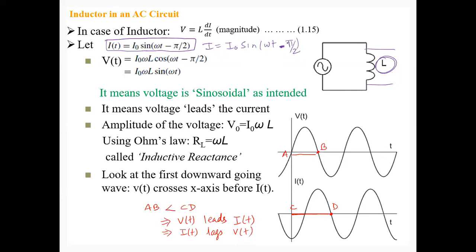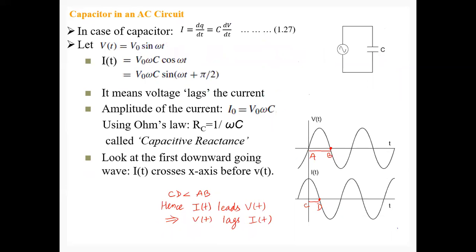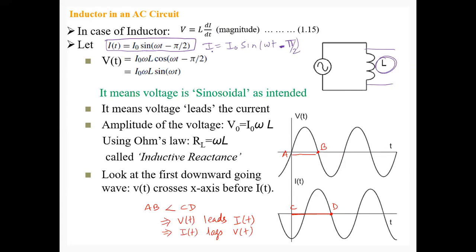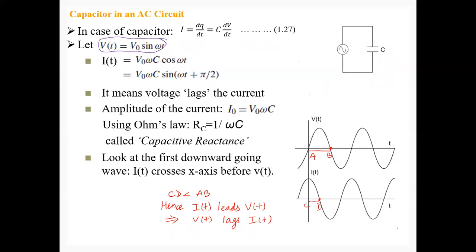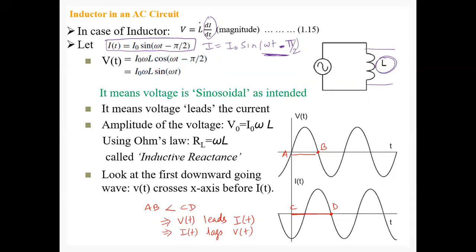In the previous case, remember in the case of the capacitor, I simply chose the voltage like this. Now I have chosen the current instead with this argument, because I have to take the derivative of current. In the previous one, I had to take the derivative of voltage. That's why I chose this one.